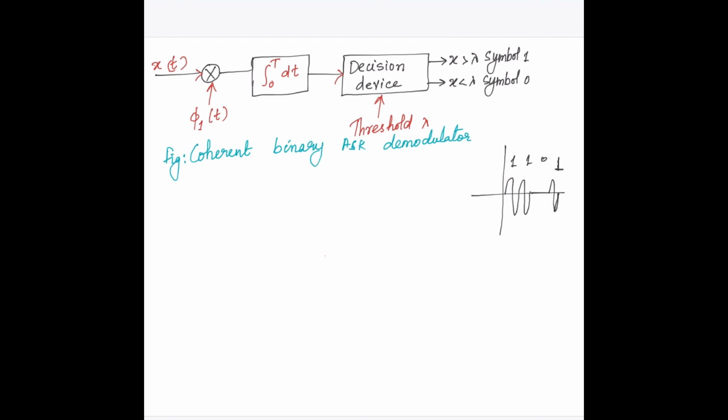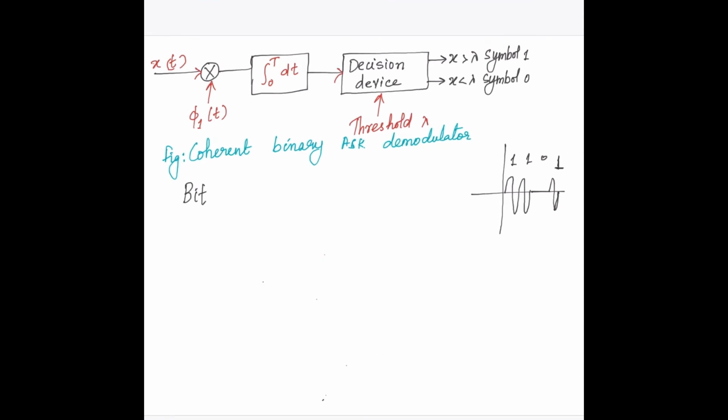Basically, there are chances of error if a decision is made in favor of symbol 0 when a 1 was transmitted, and similarly there is a chance of error when a decision is made in favor of symbol 1 when a 0 is transmitted. So there is a need to calculate the probability of bit error. Bit error calculation.